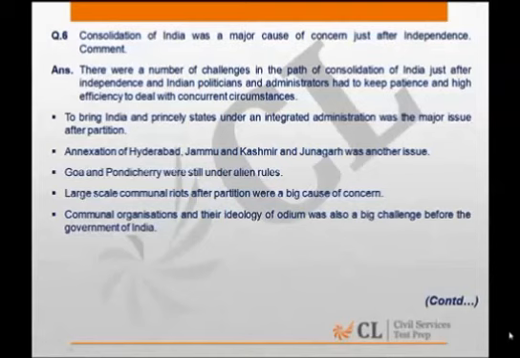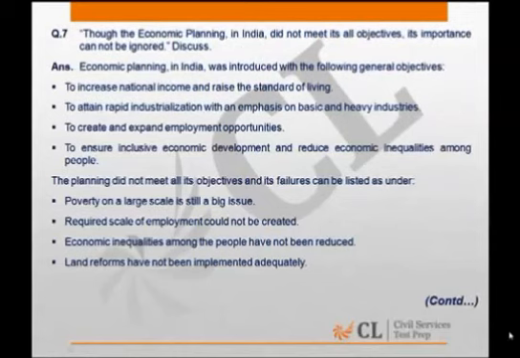Now come to the second question. Though the economic planning in India did not meet all its objectives, its importance cannot be ignored. Discuss. So, what does this question signify? This question signifies a problem at the core and a solution in its periphery. Though economic planning could not achieve all the objectives, its role and its importance cannot be discarded.